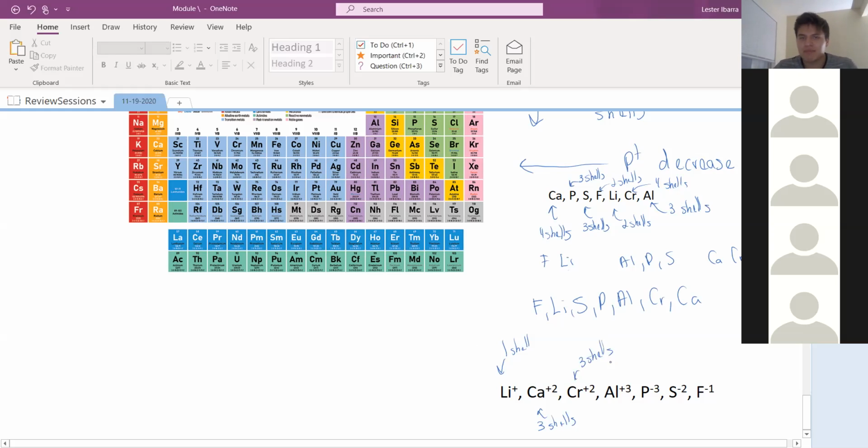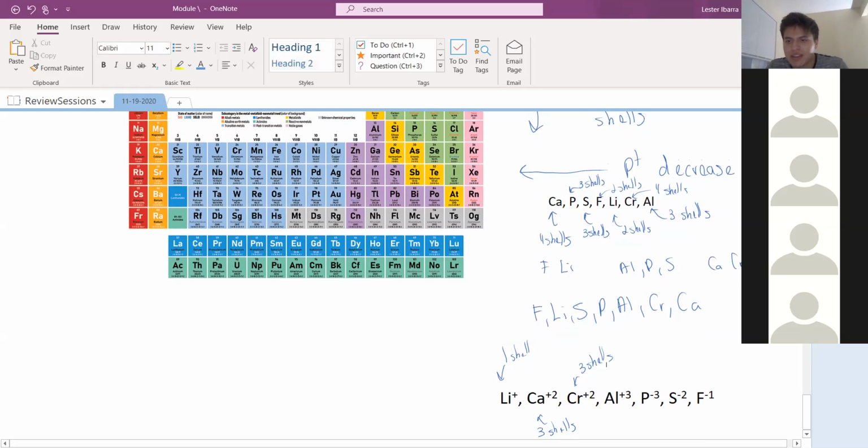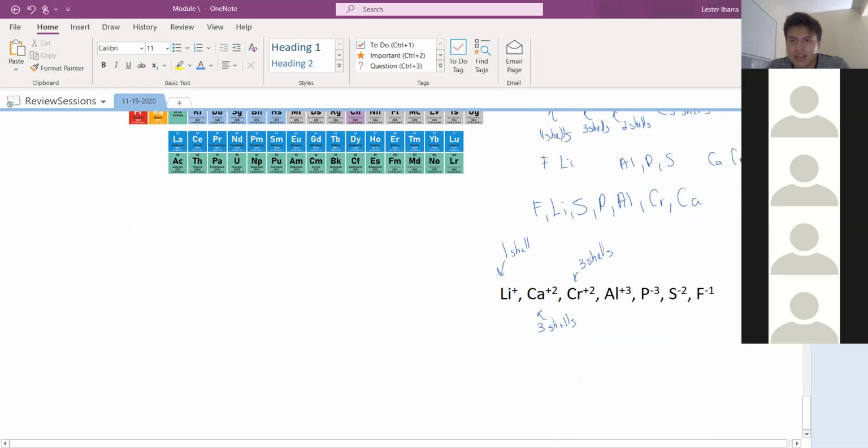Then we have aluminum +3. Aluminum +3 becomes neon. So how many shells would that be? 2. Now with phosphorus, phosphorus actually stays the same. It still only has 3 shells. And sulfur also has 3 shells. And then fluorine would have 2 shells.